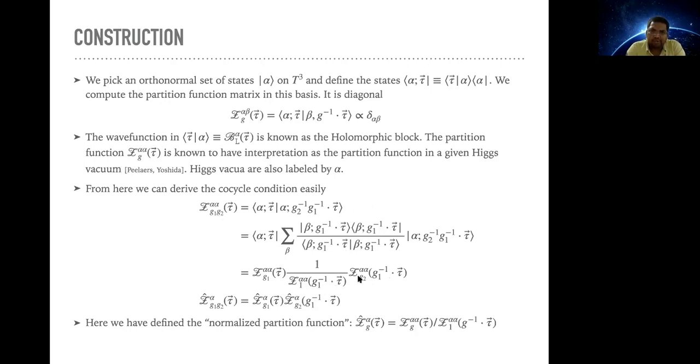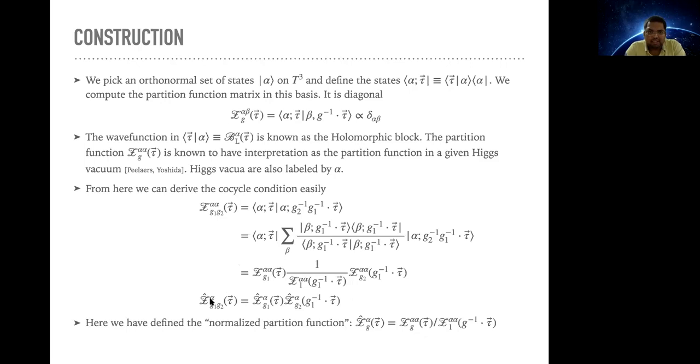So in order to get to the cycle condition that we have, we define something called the normalized partition function, which is this: Z hat g, which is Z g divided by Z 1 evaluated at g inverse. This is the normalized partition function, and it's easy to see that it obeys this co-cycle condition.